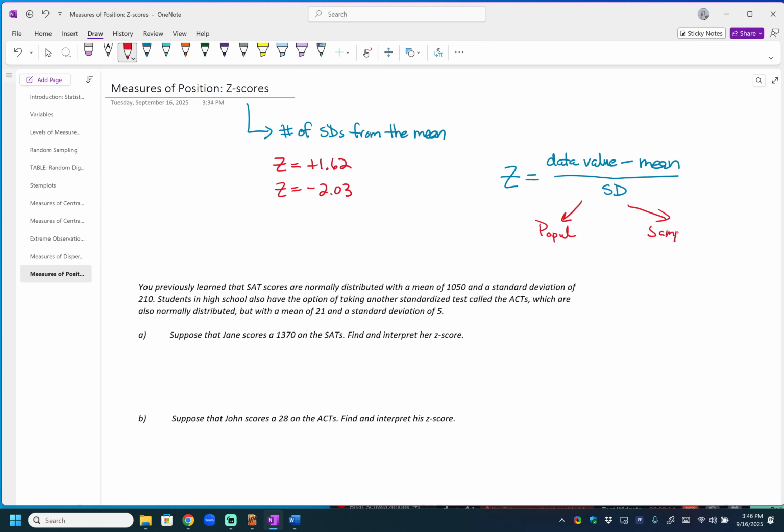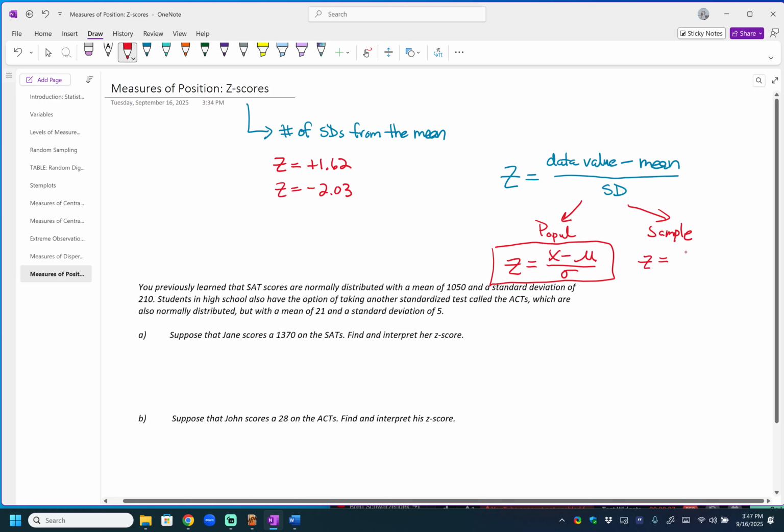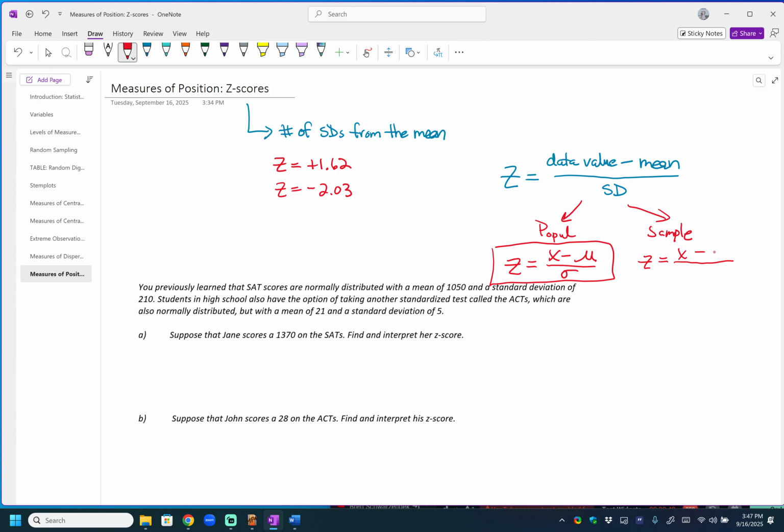For a population, if we take some data value, we'll just call that x. In a population, the population mean is mu, the standard deviation is sigma. Therefore, the formula for a population z-score will be z equals x minus mu over sigma. In a sample, similar, still z, we're still taking some data value x, but we're subtracting the sample mean, which is x bar, and we're dividing by the sample standard deviation, which is s. So this would be the formula for a sample z-score.